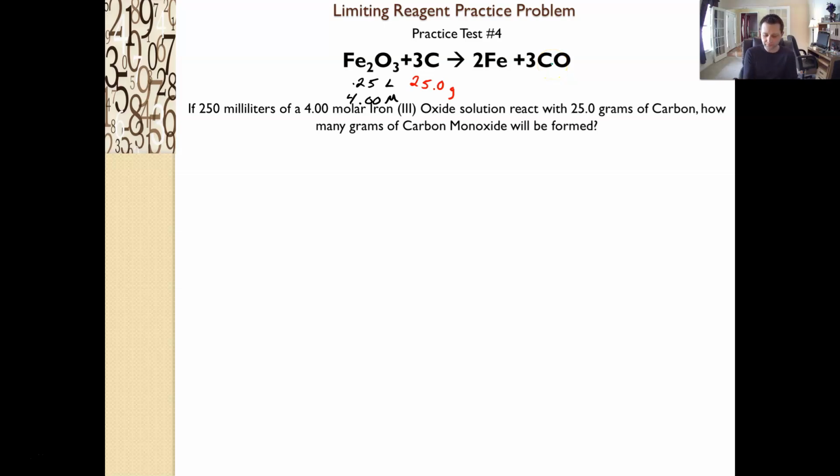So what you want to do, and it's just what I do on the screen here, it's so easy to organize your work this way. Now we have two reactants here, right? So I need to figure out which one of these is going to run out first. I'm going to have a limiting reagent here. And once I figure out which one that is, then I know how much carbon monoxide I could make from this. So I need to figure out from my 25 grams of carbon, how much carbon monoxide can I make? From my 4 molar and 0.25 liter solution of iron 3 oxide, how much carbon monoxide can I make?